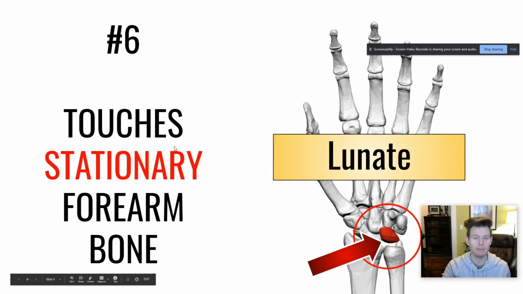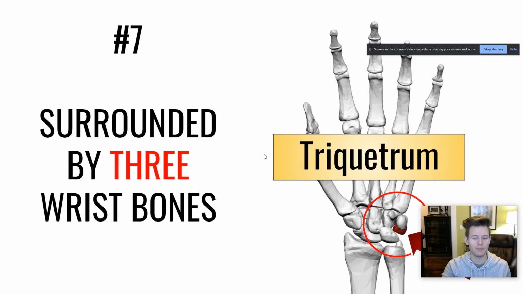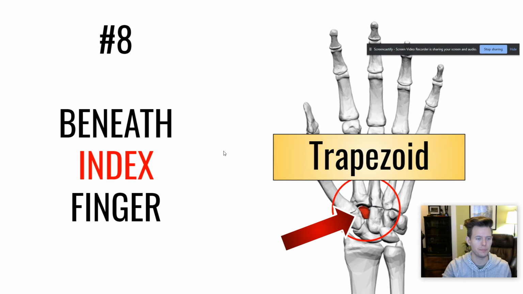So makes sense. Number 7, this bone right here, which is on the lateral side, I guess, of the hand, is called the triquetrum. The triquetrum is one of the only bones surrounded by 3 bones. So the pisiform touches it, the hamate, and the lunate.